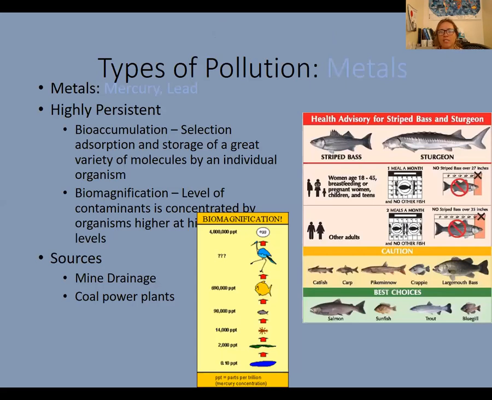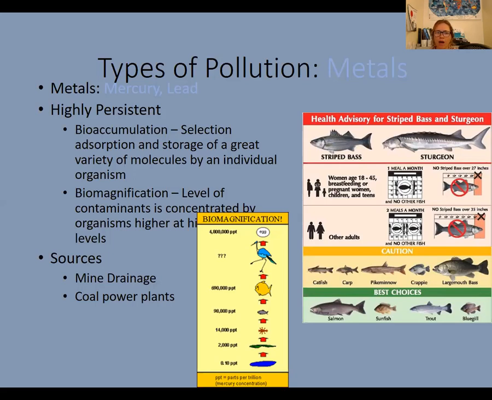Okay, another type of pollutant are metals that get in water. We talked about both mercury and lead in the context of air pollution, because these can also get into the air. Both mercury and lead and other metals are highly persistent once they get into aquatic systems. They can come from things like mines and mine drainage, or they can come through the air through the burning of coal. Both lead and mercury could be an impurity in the coal that could end up in the air, fall out, and end up in the water in these aquatic systems.